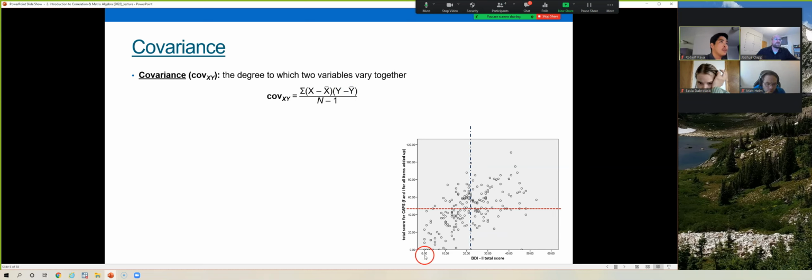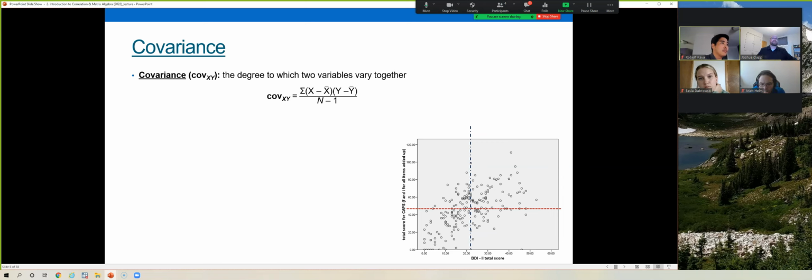What if I take a value that's way below the mean? Okay, so I take an x value that has a large negative deviation score, right? So if I take this value here and subtract the mean, I get a large negative value, but it's also negative with respect to y. So here is a large negative deviation from the mean here. Robert, what happens if I multiply a large negative value by a large negative value? A large positive value. A large positive value.